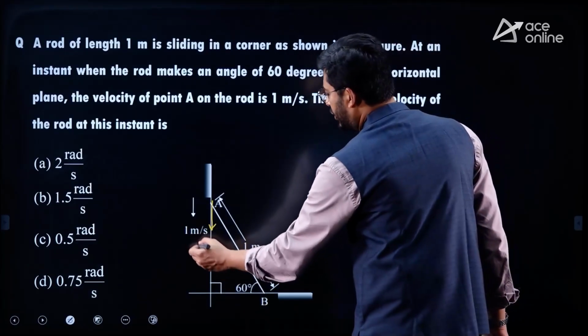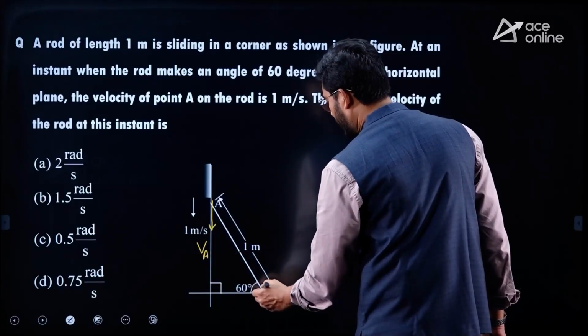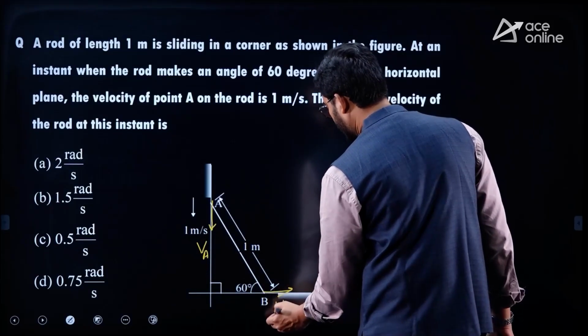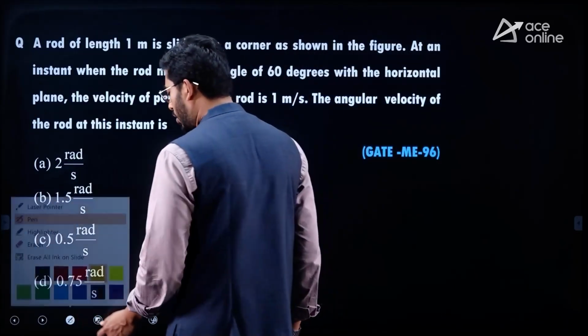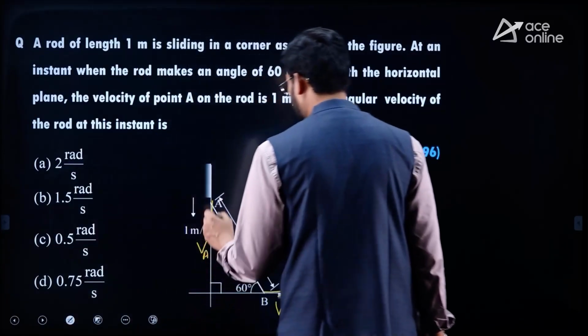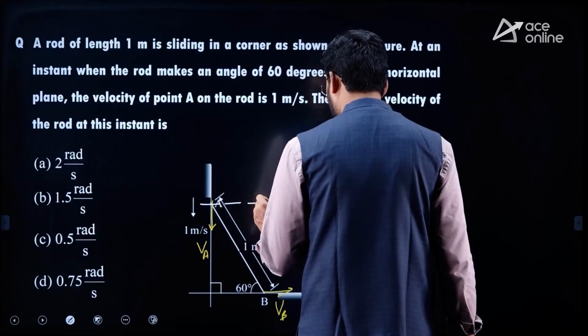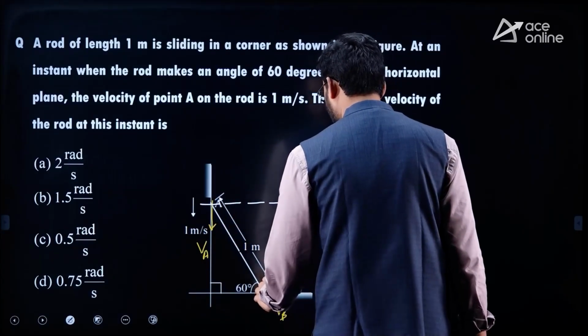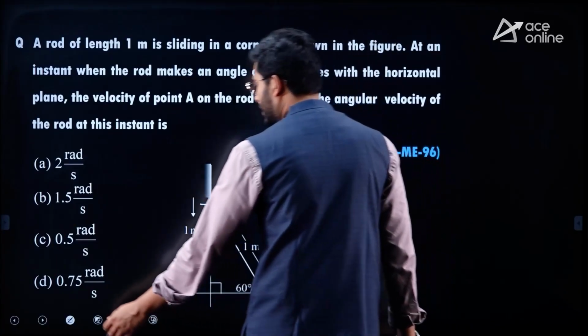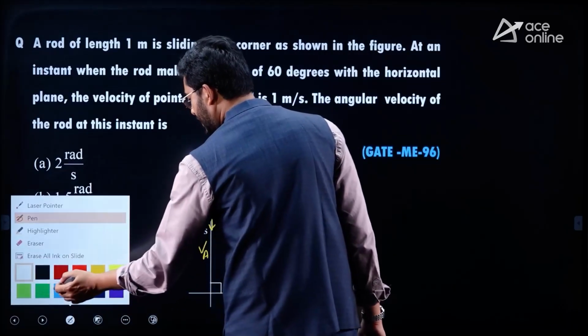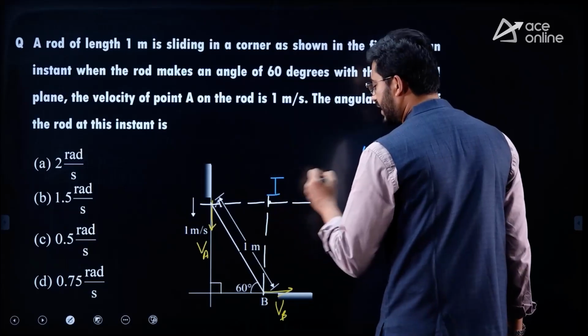So this is velocity of A, and velocity of point B should be towards the right side. So this is VB. As we know the velocity vectors, we need to draw perpendiculars from those velocity vectors. So I am drawing a perpendicular from VA and a perpendicular from VB. Wherever these two perpendiculars intersect, that would be the I center. This becomes the I center.